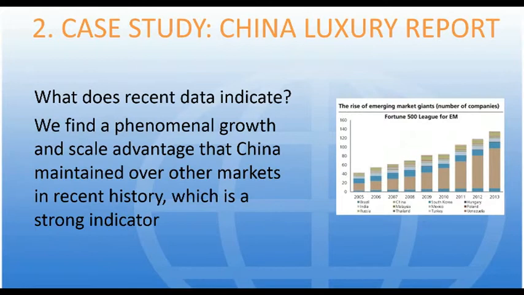Now, it is also useful to consider recent data so that we can understand what has already been happening in that market. In this particular case, we found that China maintained a phenomenal growth and scale advantage over other markets, which is indeed a strong indicator.